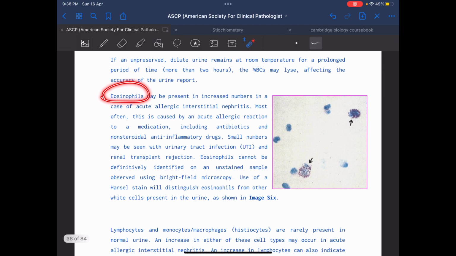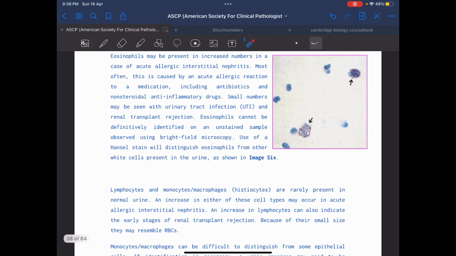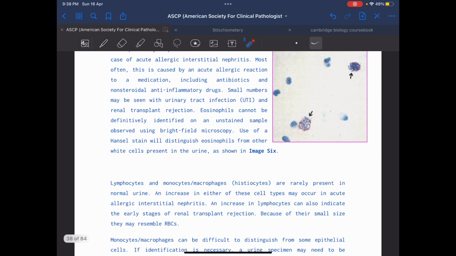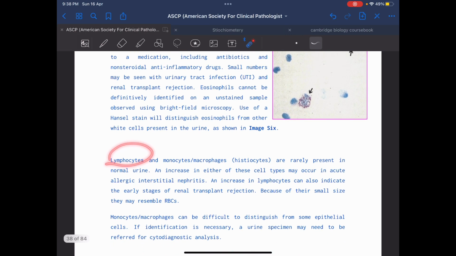Eosinophils are rarely seen under the microscope and may be seen in acute allergic reactions like medication reactions, including antibiotics and non-steroidal anti-inflammatory drugs. They may be seen in urinary tract infection, but it is difficult; like lymphocytes and monocytes, it is difficult to distinguish neutrophils, lymphocytes, and monocytes under wet mount.